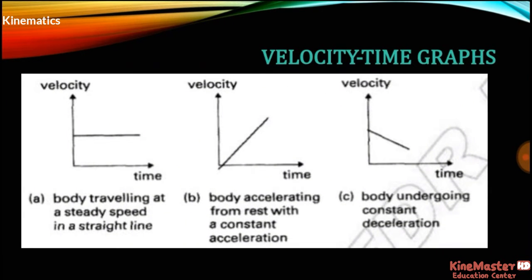And these are the velocity time graphs. As we stated here, the first is a body traveling at steady speed in a straight line. Next, the body accelerating from rest with a constant acceleration. But the last is a body undergoing a constant deceleration, which means slowing down.